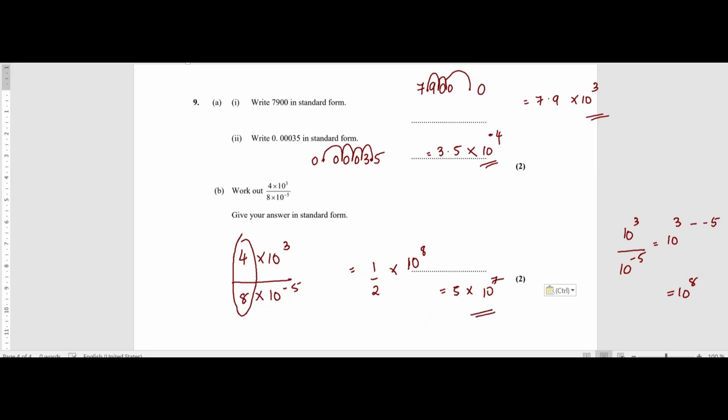So this will be your final answer for the B part. We need to represent the answer in standard form. I can see that 5 into 10 to the power of 7 has your a value between 1 and 10, and your net power is a positive integer. So I hope you have understood this. This is the basics of standard form. This is for year 8. Currently they are in year 8. Last year they were in 7B.